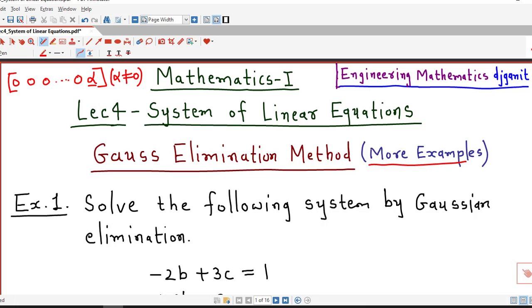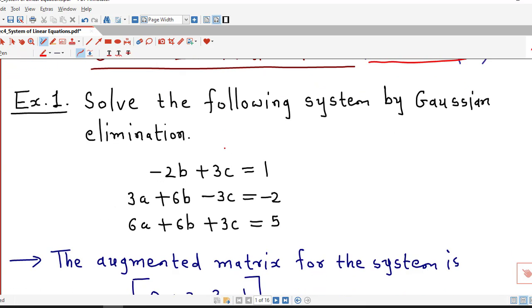Also, we have discussed the meaning of leading and free variables. So, if all the variables become leading variables, or if there is no free variable, the system has a unique solution, and the system has infinite number of solutions if there exists at least one free variable. So, with this in mind, we consider some more examples on Gauss elimination method.